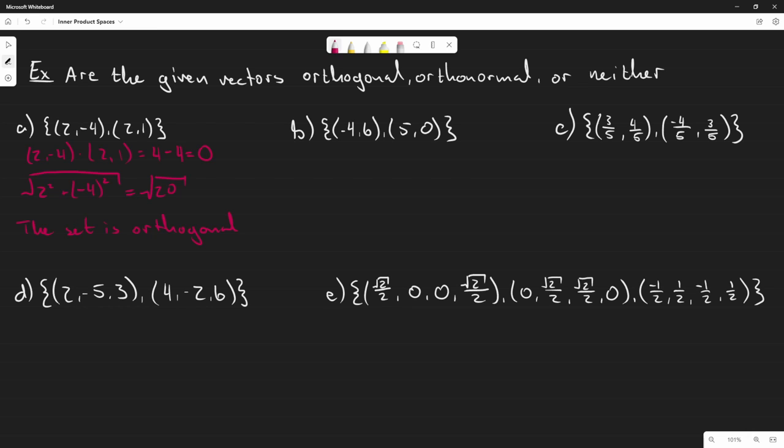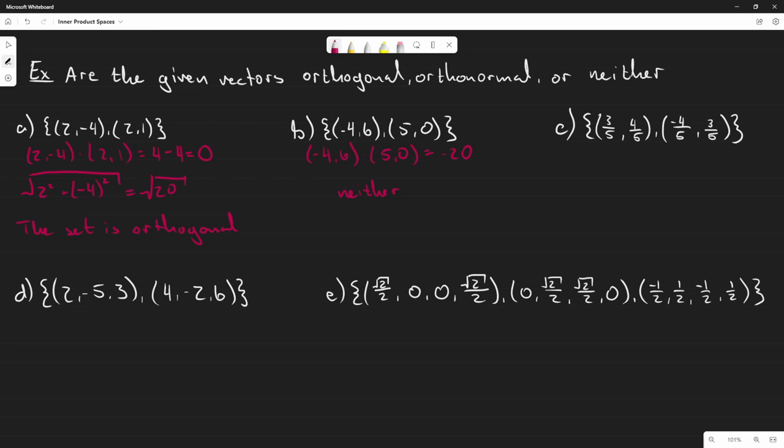Alright, so the next one, it's pretty much the same thing. We're just going to take their dot product. And the good thing about this one is that we have 0, so all we have to do is just multiply -4 and 5, which will give us -20. And right then and there, it's not equal to 0, so this can't be orthogonal. Neither can it be orthonormal. So the set is neither one of those.